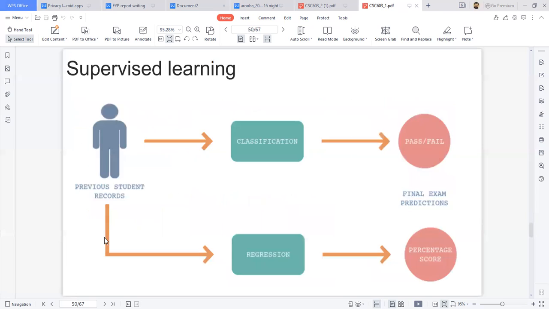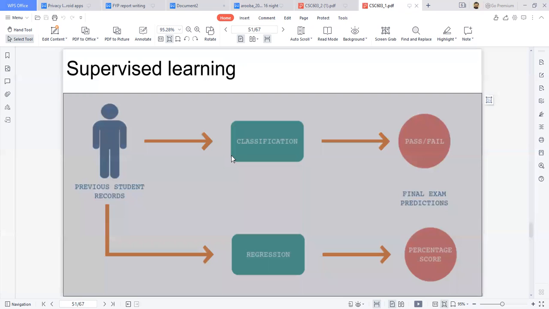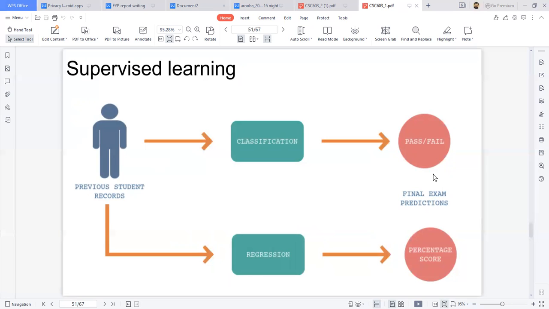We have some previous records, and from that data we can apply classification or regression. It depends on what our target variable is. If our target is continuous, then we will apply regression and we will get a percentage score, maybe 86 point something, 89 point something. But if we have just pass or fail, then we can apply classification and it will be pass or fail.